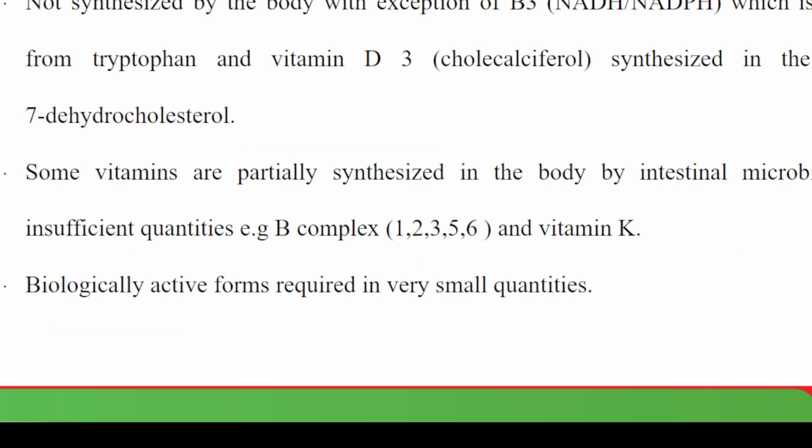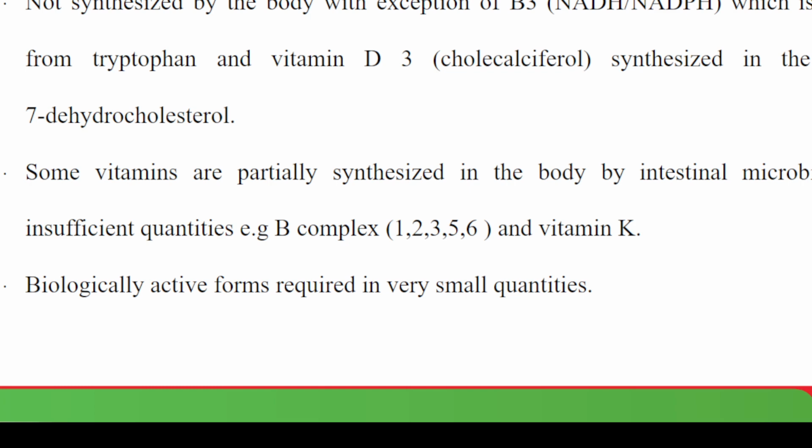Diving into the general characteristics of vitamins, they are not synthesized by the body, with the exception of niacin, which is vitamin B3. It is synthesized from an amino acid called tryptophan. And vitamin D3 is synthesized in the skin from 7-dehydrocholesterol as well. So these are the two vitamins that are synthesized by the body. And this vitamin D3 is synthesized under the sun in the presence of UV light.